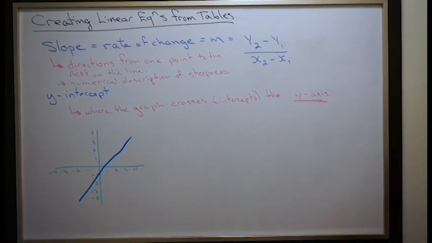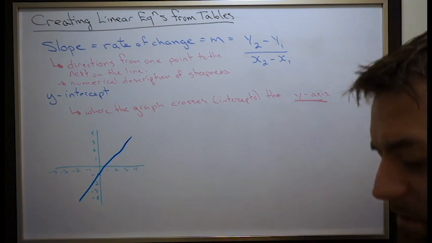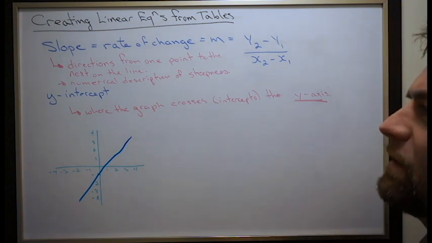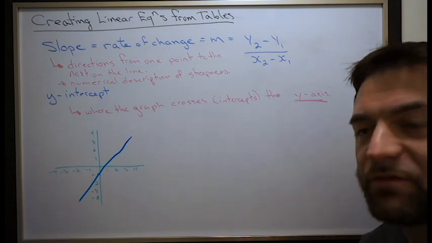Alright, so we're going to take a look at creating linear equations from tables. So first, a couple little bits of definitions and things like that connected with it. So first is the slope. So we're going to look at the term slope. Slope is also known as the rate of change.